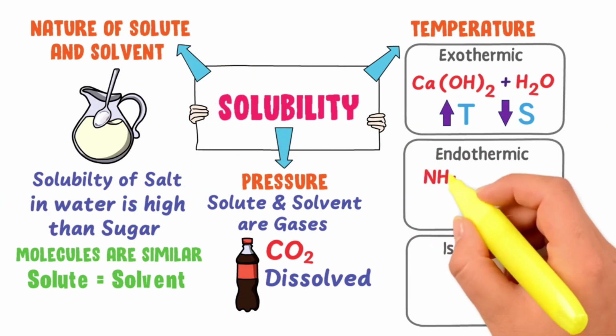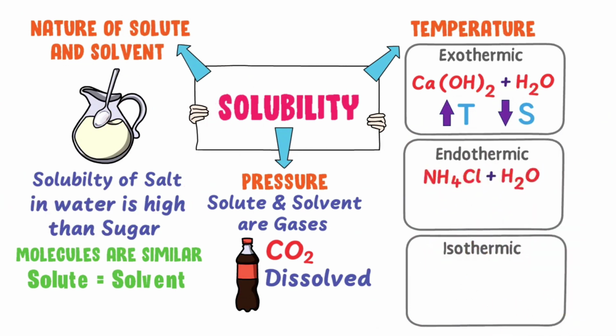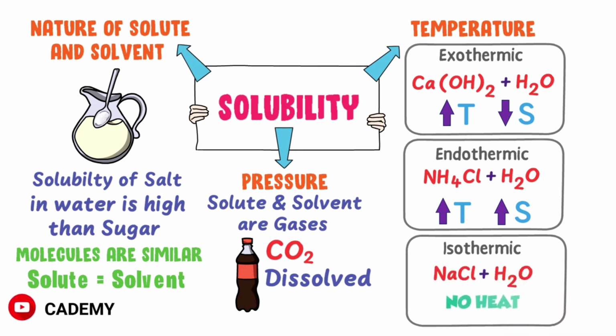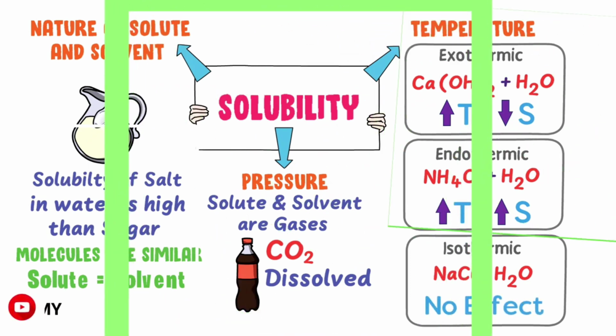Secondly, when you add ammonium chloride to the water, heat is absorbed from the surrounding. So it is an endothermic reaction. Here, if we increase the temperature, solubility of ammonium chloride in water increases. Thirdly, when you add salt to the water, heat is neither absorbed nor released. So it is an isothermic reaction. If we increase or decrease the temperature, the solubility of sodium chloride or salt doesn't change in the water.